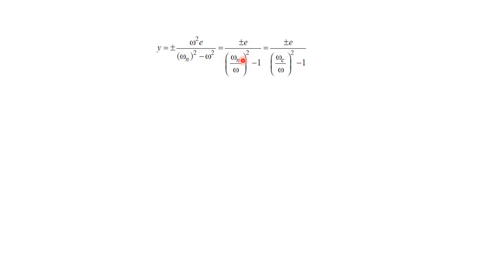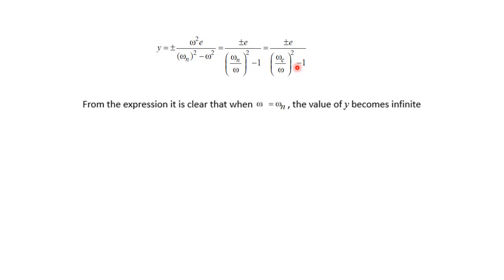So I am representing omega n as omega c. We know that whirling speed is represented by the symbol omega c, or omega c actually represents the critical speed of the shaft, or whirling speed of the shaft. So omega n is represented as omega c by omega all square minus 1. So we understood that when omega n is equal to omega, that is at the resonant condition, the shaft will be vibrating violently.